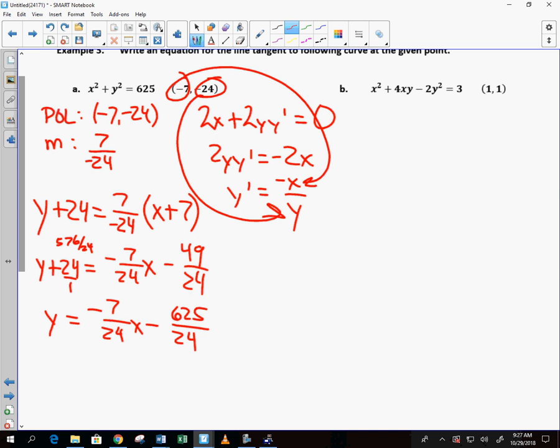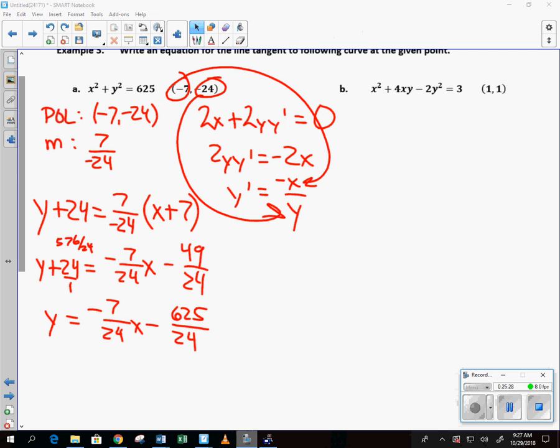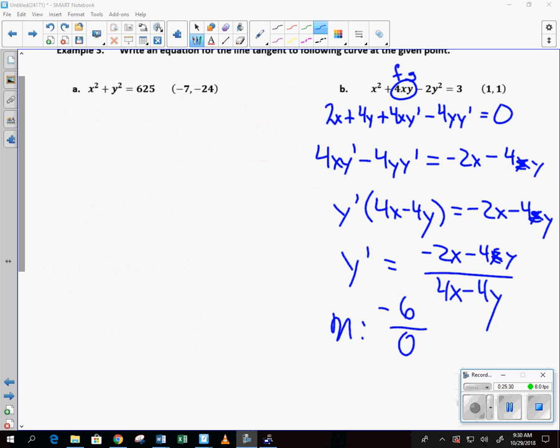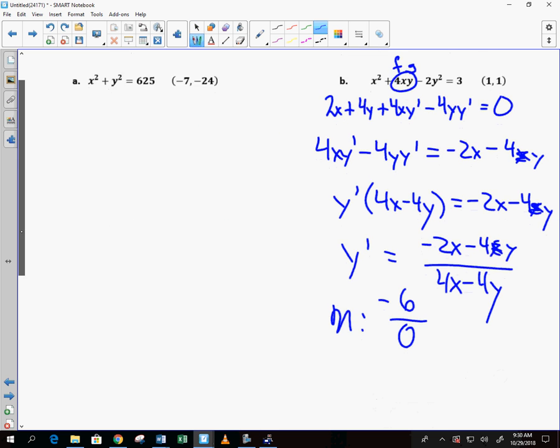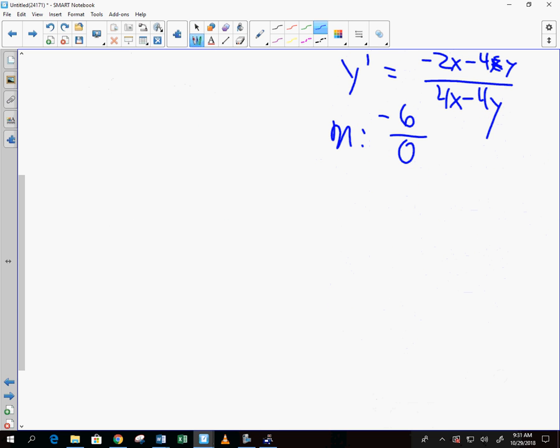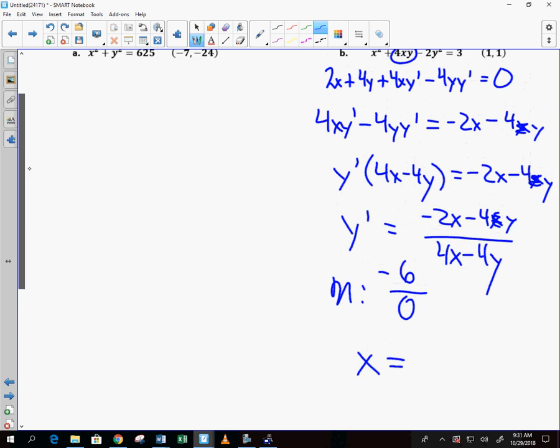No. You try letter B on your own. Go. Nope. Not for the circles. Ooh, a vertical line has a slope that's undefined. So if it's a vertical line, it would be an equation of x equals, right? What is the x value that it passes through?